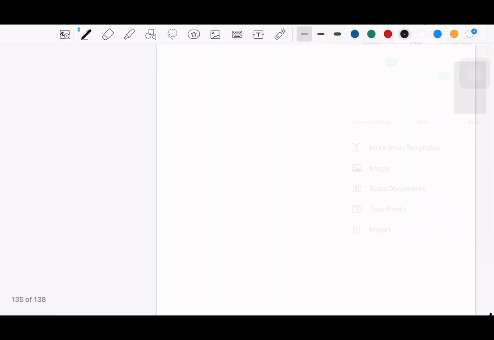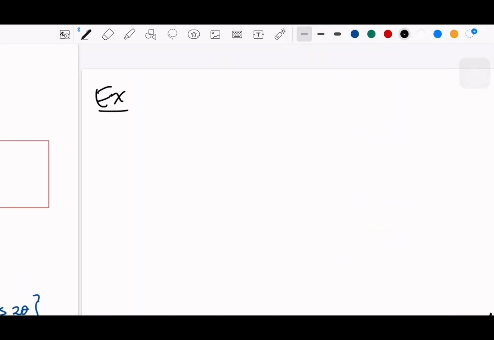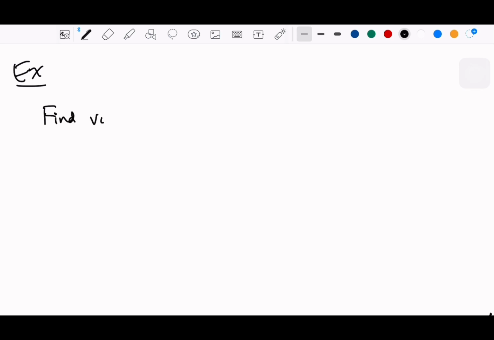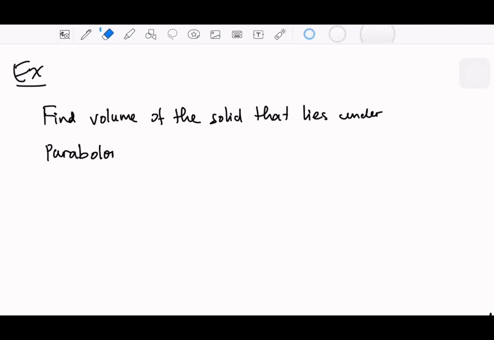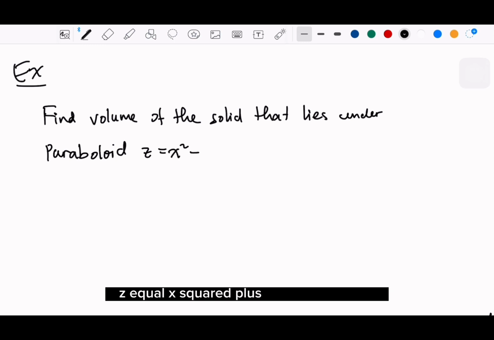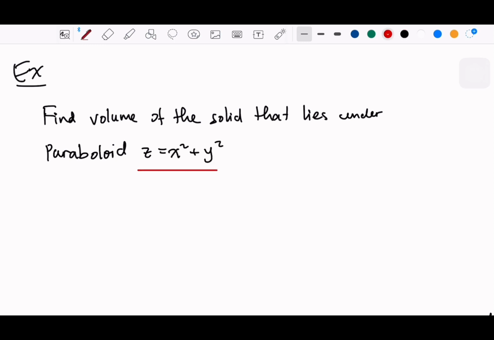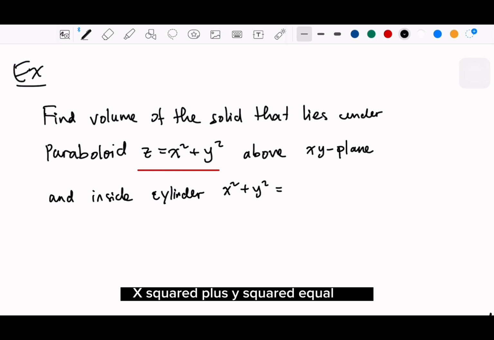All right. Another example is: find the volume of the solid that lies under the paraboloid z equal x squared plus y squared, above the xy plane, and inside the cylinder x squared plus y squared equal to x.